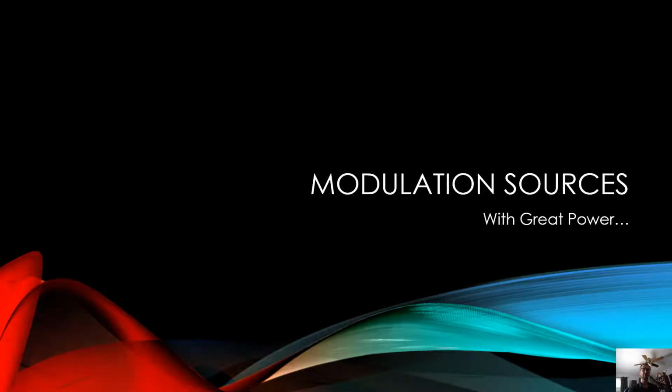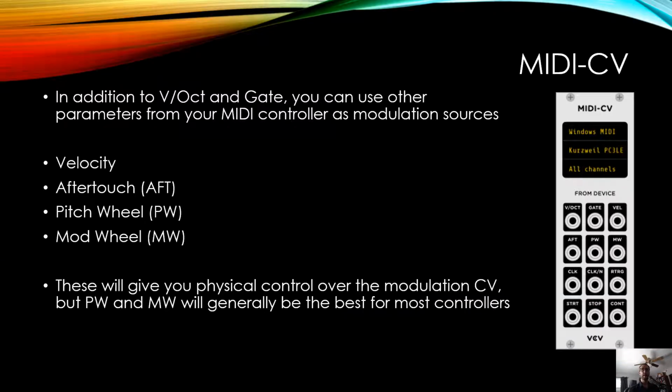So let's look at the sources that you can use for modulation purposes. Well, MIDI to CV. In addition to the volts per octave and gate, you can use other parameters from your MIDI controller as modulation sources. There are 4 that you're really going to want to use more than any other: velocity, aftertouch, pitch bend wheel, and mod wheel. These give you a basic physical control over the modulation control voltage, but the pitch bend wheel and modulation wheel are generally going to be the best for most controllers.